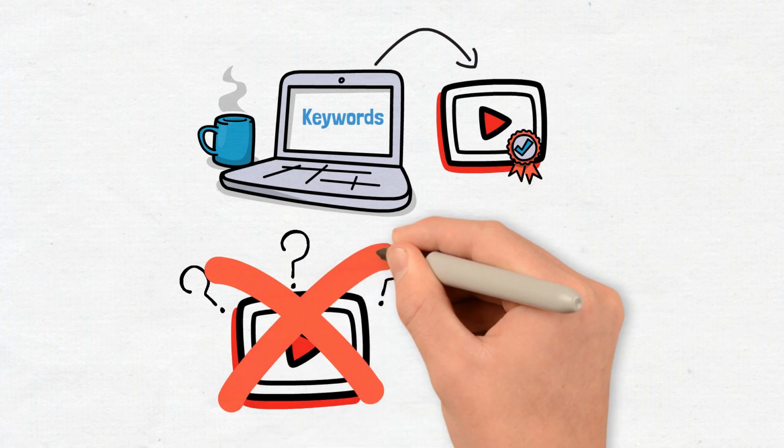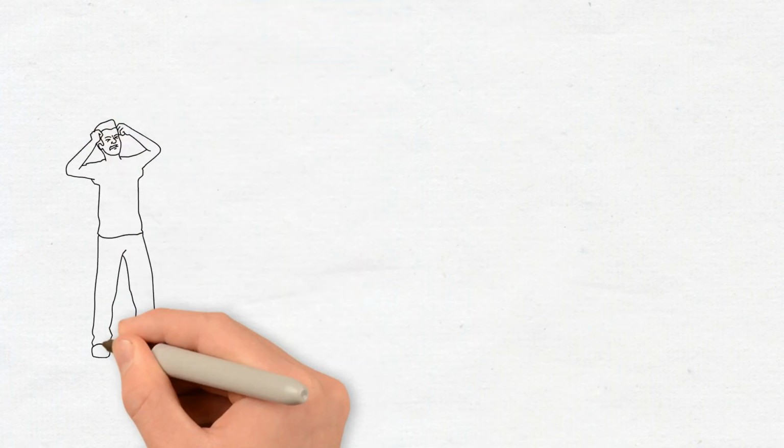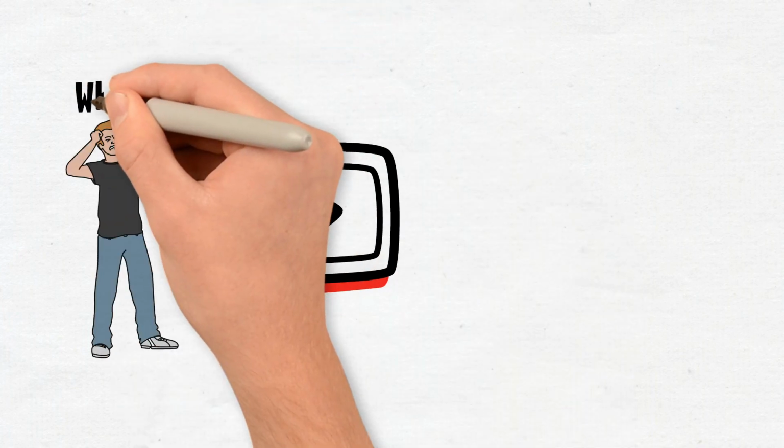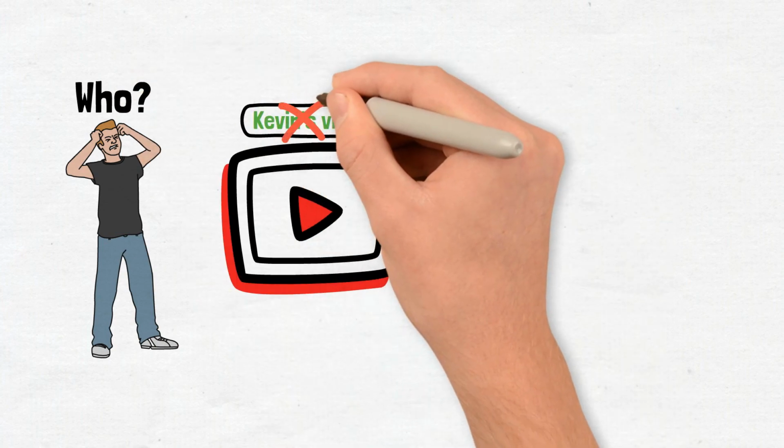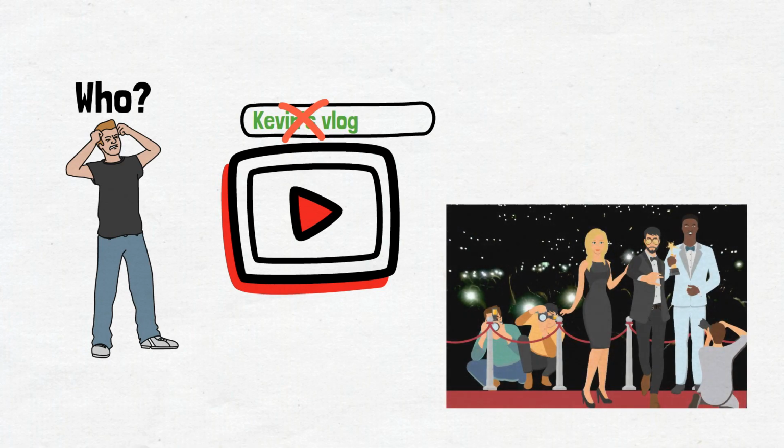And this is what Kevin did wrong too. You see, no one knows Kevin on YouTube, so no one will search for Kevin's vlogs in the beginning. That's it. Unless he was famous outside YouTube, which is not the case.